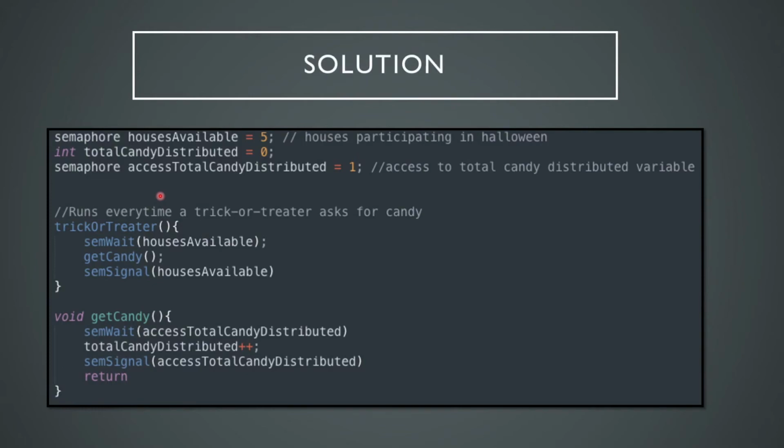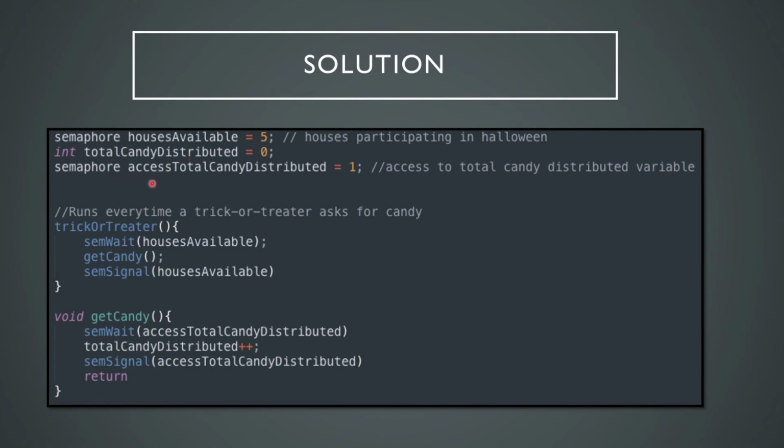So in regards to the solution, the first thing we need to do is implement the variables. So the first variable is the number of houses that are available, and this is set to 5, and these are the total number of houses that are participating on Laker Street. Then we have the total number of candy that's distributed, which is the value that we need to track. And then we have another semaphore, which basically allows us to access the total candy that's being distributed.